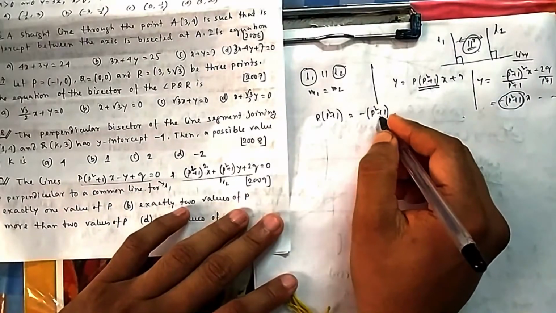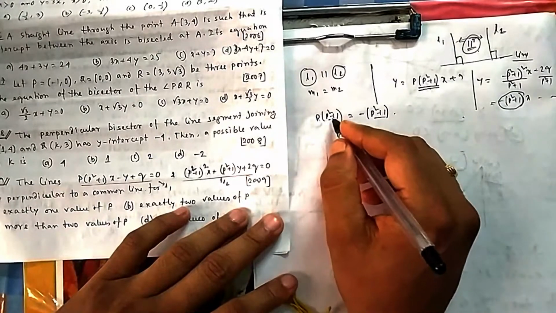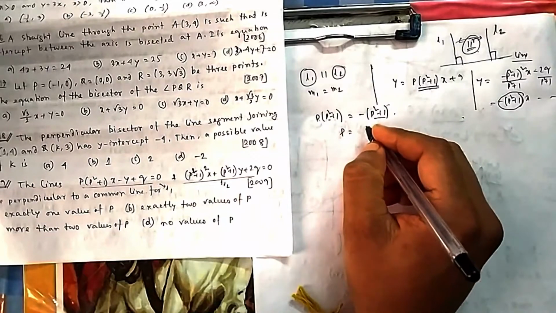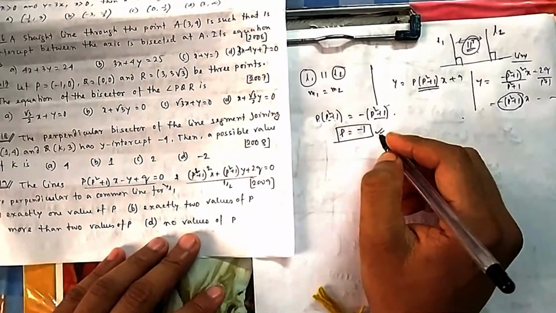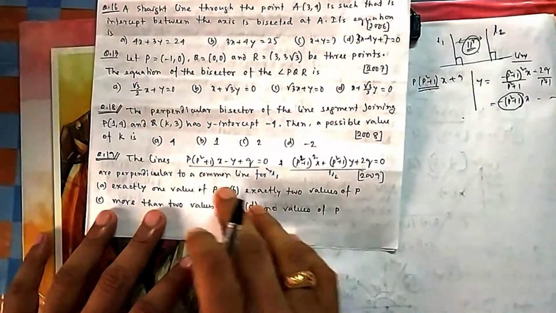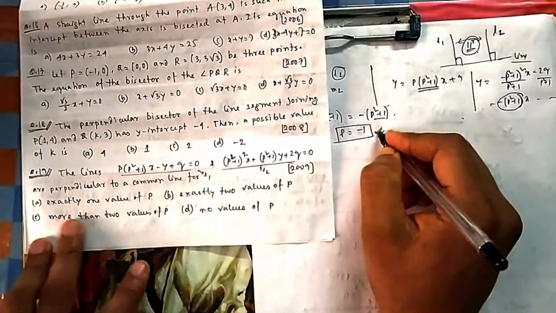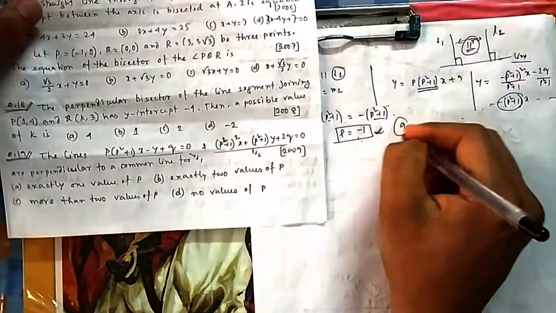So p square plus 1 cannot be 0 because it is positive, so you can divide by p square plus 1. So p is equal to minus 1. How many values have they asked you for a common line? Exactly one value of p. So you have exactly one value of p, that is minus 1. P should be specifically minus 1. So again your option is A.